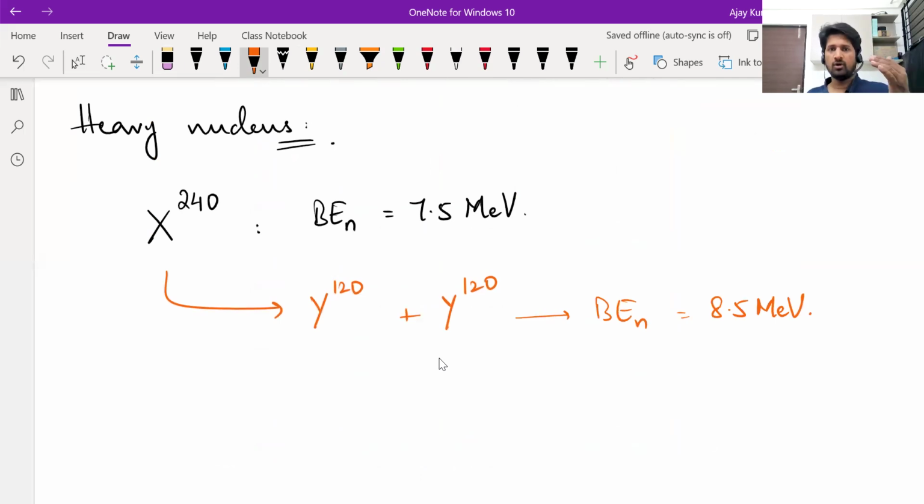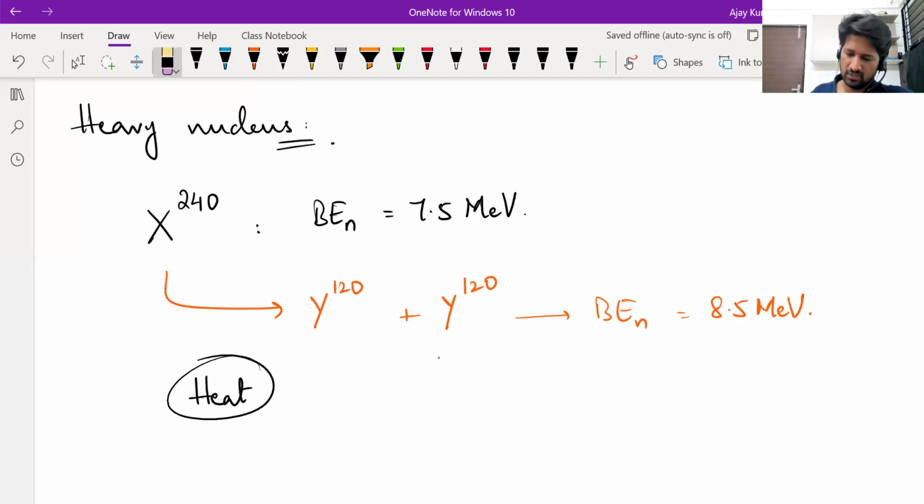So if X240 splits into two nuclei of Y120, it's like an unstable nucleus converting into stable nuclei. Unstable means high energy, stable means low energy. So a high energy nucleus splits into two or more low energy nuclei. They are called the daughter nuclei or the fragments. And the energy difference is released in the form of heat. That is what we call nuclear energy. And heat is nothing but kinetic energy of molecules or fragments.